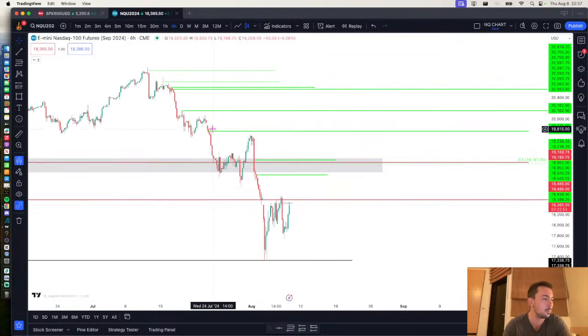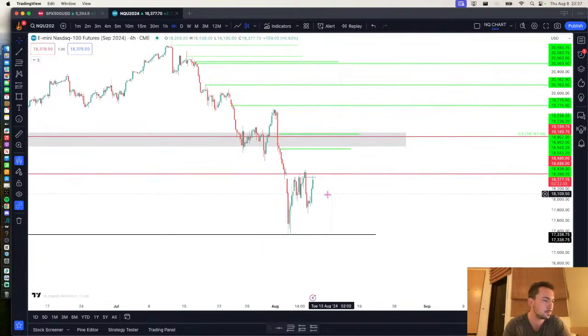And if you notice, we have all these equal highs. Every single green line I have drawn here is an equal high. So at some point, all these are going to get taken out. We're going to go back to all-time highs. The question is not if, but when. So that's the main concern to me, is when is that going to happen?